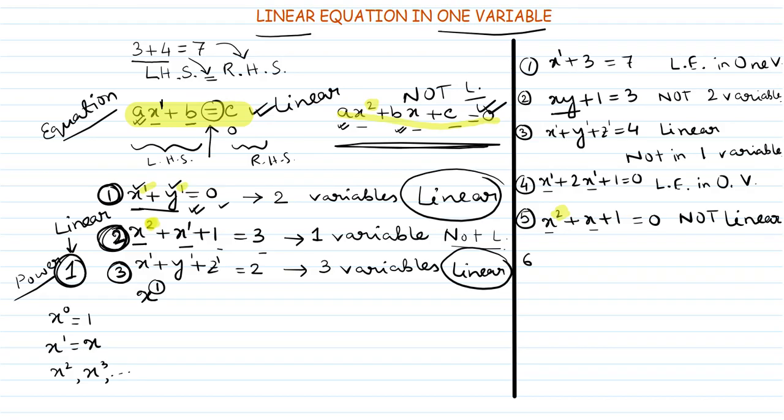The last one now, y plus 1 equal to y plus y square. Here you can see only one variable is there. Is it linear? No. Why? Because on the right side, the first term is of power 1, but the second term is having power 2. So, that means it is not linear.